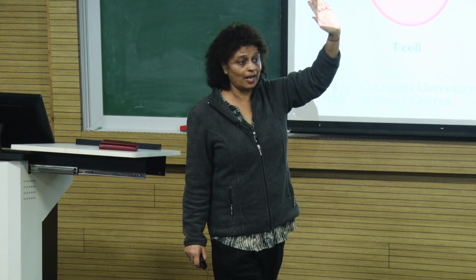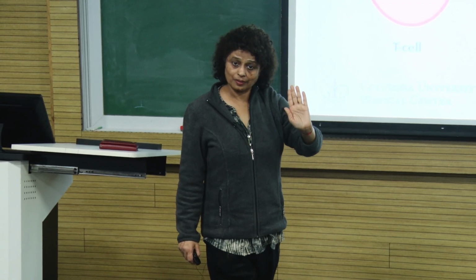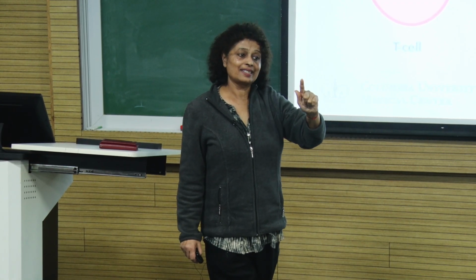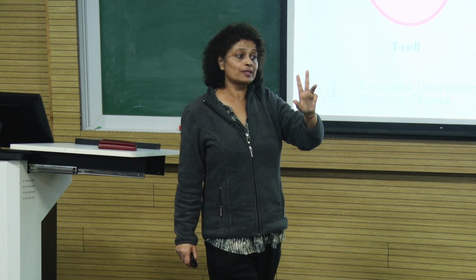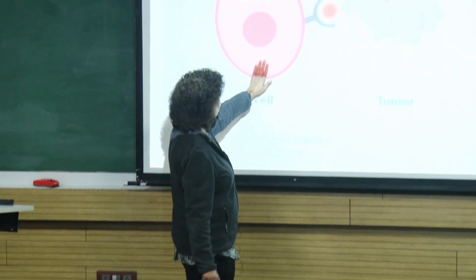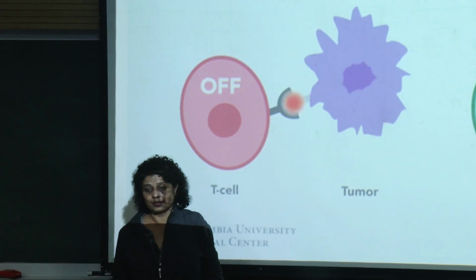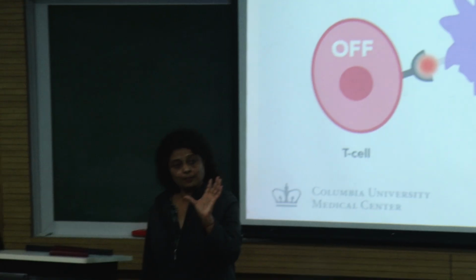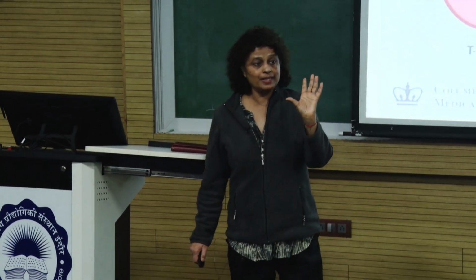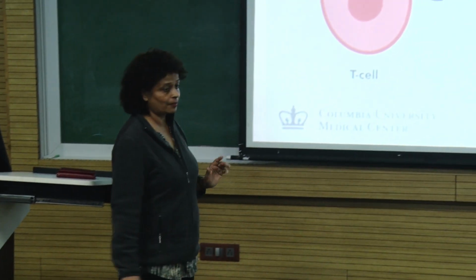So the body also has a way to shut down hyperactive T cells, okay? And tumor cells hijack that mechanism to fool the T cells. T cells have a receptor, and that receptor is PD-1. So what is the function of that receptor?